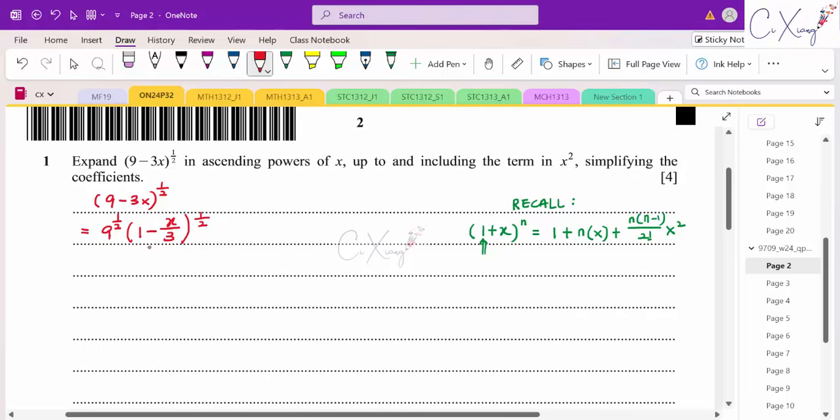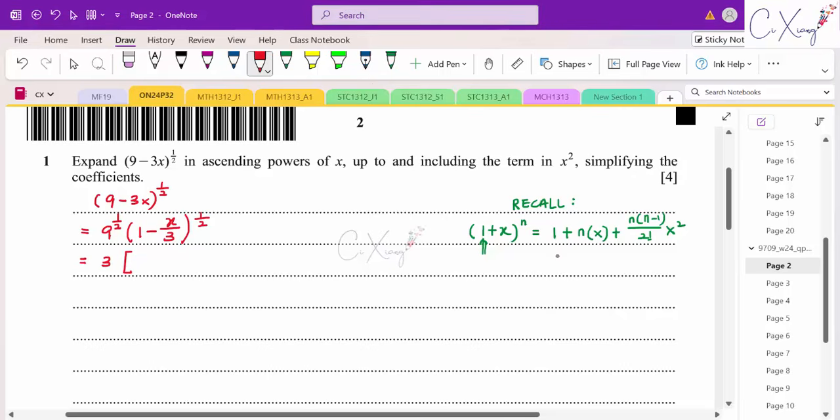This is what you get after you factorize the 9 from the bracket. Now if you double-check this bracket, it now starts with 1. Your x is basically −x/3, and your n will be a half. So we can start the expansion now by applying the formula. The square root of 9 is 3, so I start now.